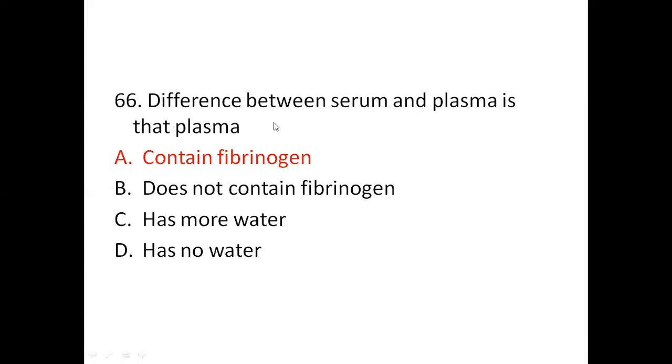Next question. The difference between serum and plasma is that plasma, option A, contains fibrinogen, option B, doesn't contain fibrinogen, option C, has more water, option D, has no water. So the right answer is option A, that means contains fibrinogen. Here plasma contains fibrinogen.